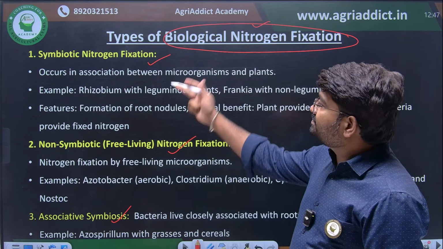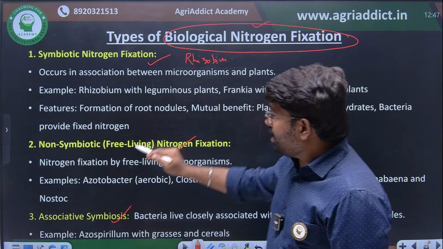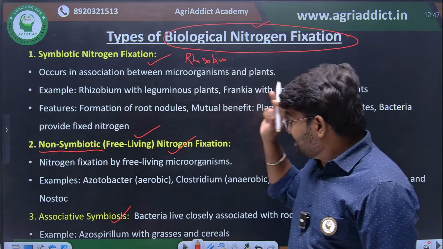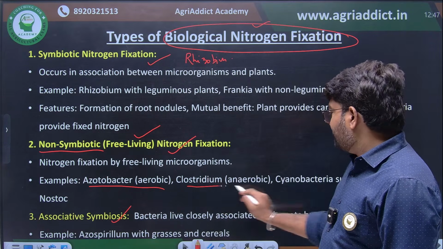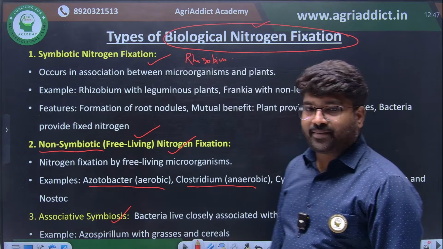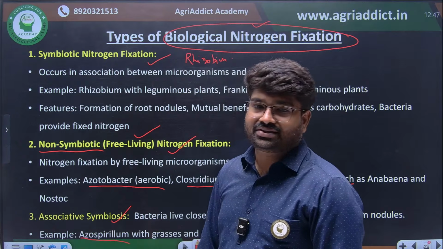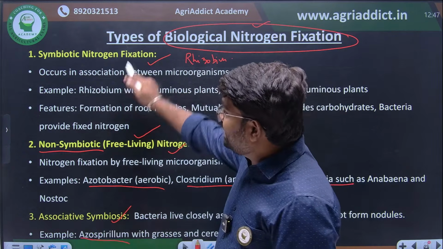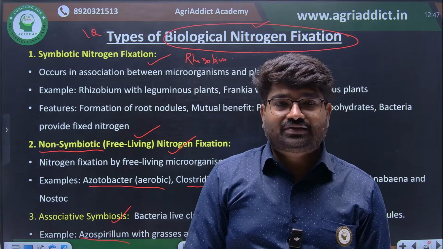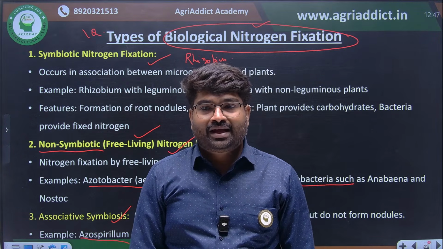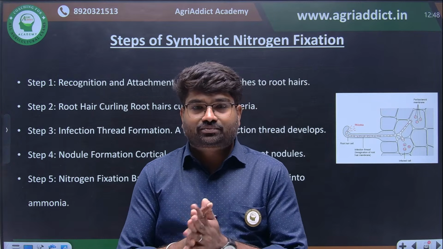For symbiotic nitrogen fixing bacteria, Rhizobium is the typical example. Non-symbiotic or free living, this is the most important thing: Acetobacter is an example, Clostridium and Cyanobacter. Associative symbiotic means Azospirillum with grasses and cereals. Sure, you will get one question: what are the examples of symbiotic, non-symbiotic and associative symbiotic bacteria. From here we are going to get one question.